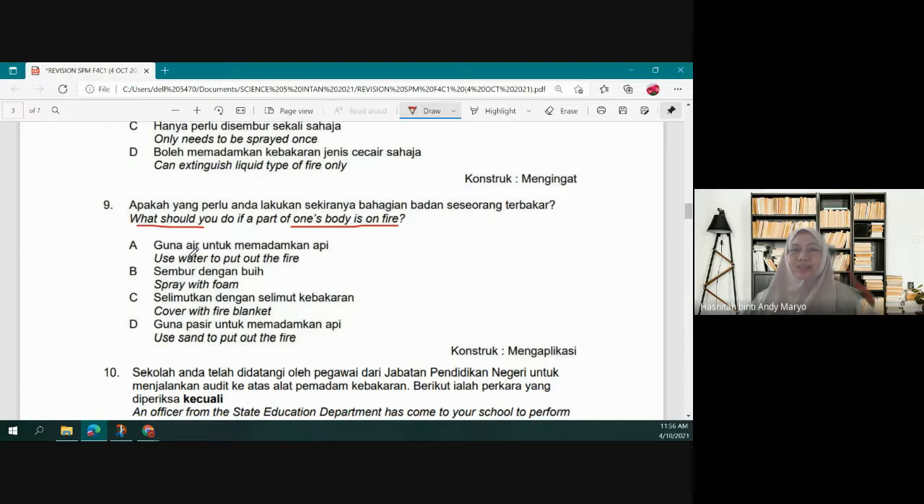Can we use water? Use water, simbah kawan kamu dengan air. Or spray with the foam. Spray him or her with the foam. Or we can cover with fire blanket or use sand. Simbah dia dengan pasir to put out the fire. So which one is the best action to take? Mana paling, imagine lah kawan kamu terbakar sebelah. So what can we use to put out the fire?